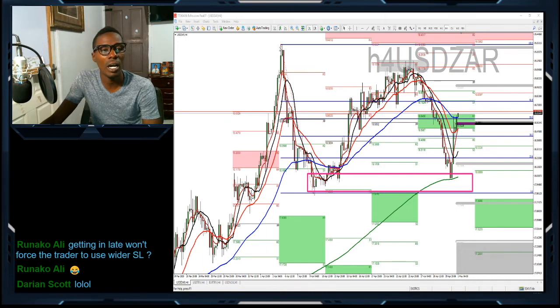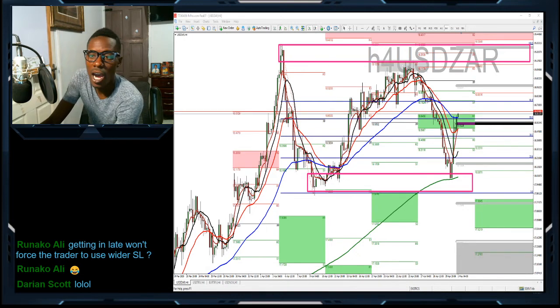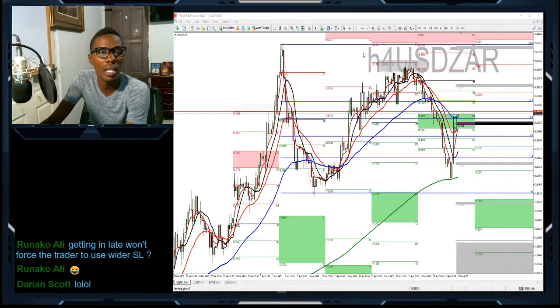But if price gets back up to this area, I'm still interested to sell this asset again also. So that is that on USD ZAR, and I carry out the same thing on USD ZAR also.